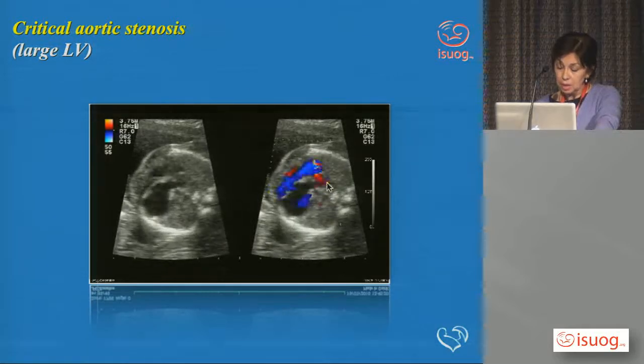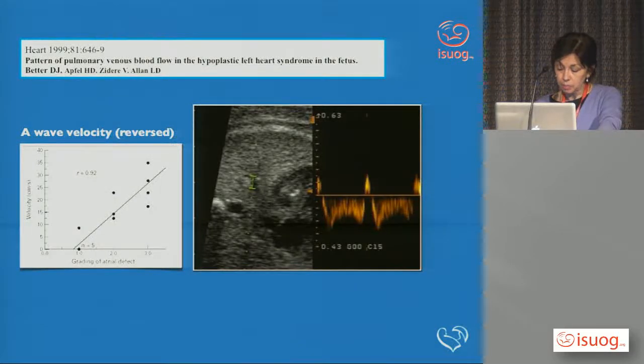And this case was a classical hypoplastic left heart syndrome, because that ventricle, which had grown and was dilated up to about 20-21 weeks, remained of the same size, and the rest of the heart grew, so that the right ventricle was the dominant one at birth.